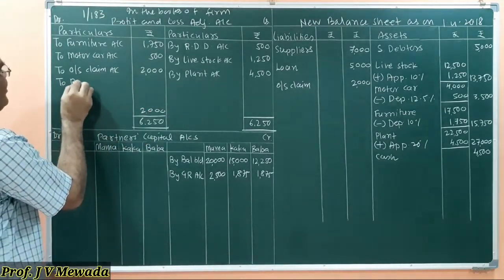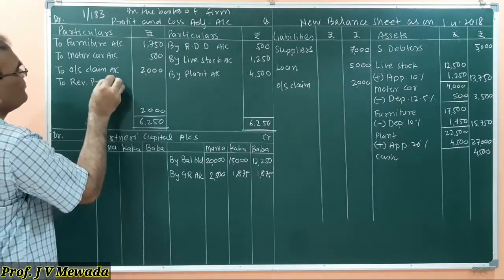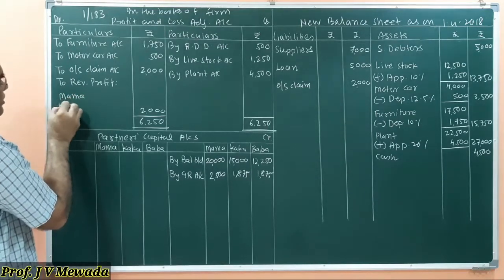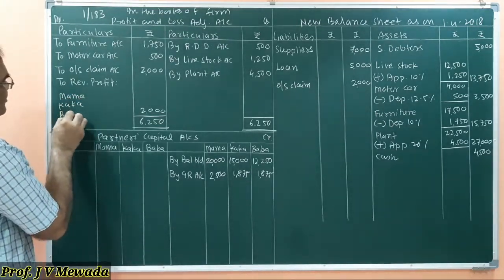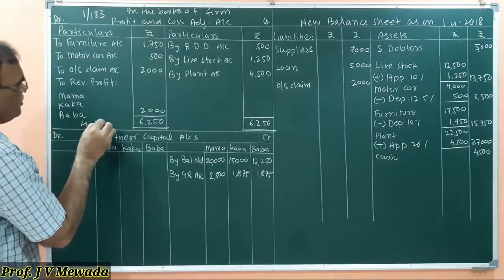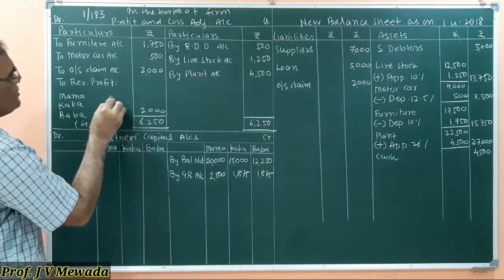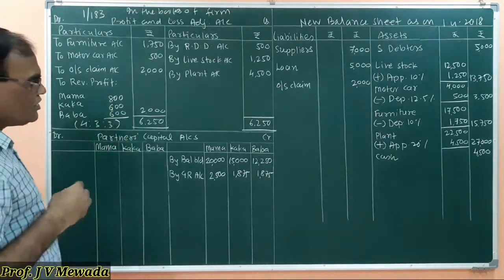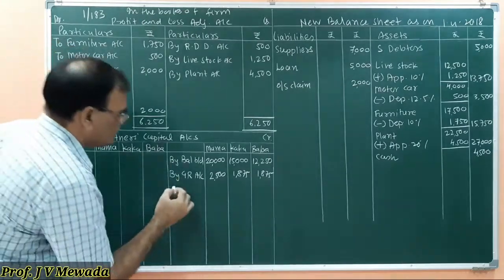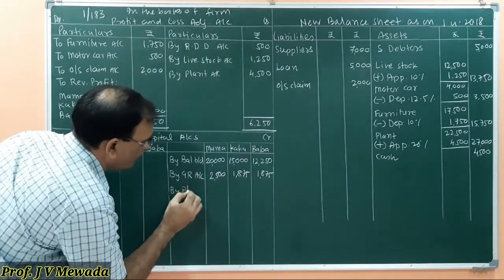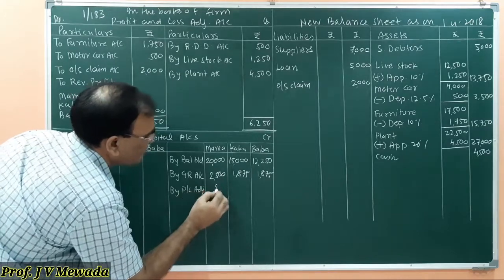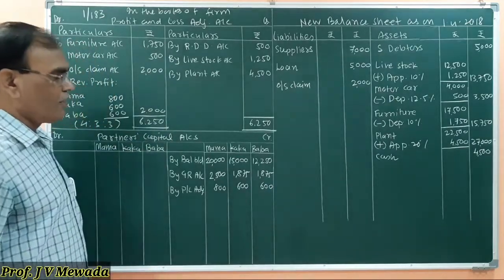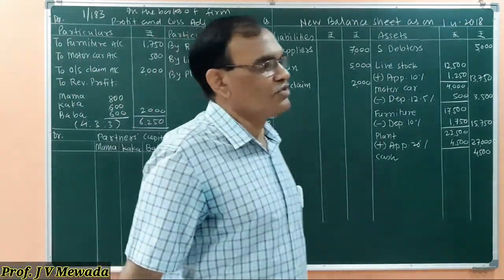So the revaluation profit is transferred to partners Mama, Kaka and Baba. And the ratio is 4:3:3. So that is 800, 600, 600. And this we are going to transfer now to the partners capital by profit and loss adjustment account 800, 600, 600. So our step number 4 is over.